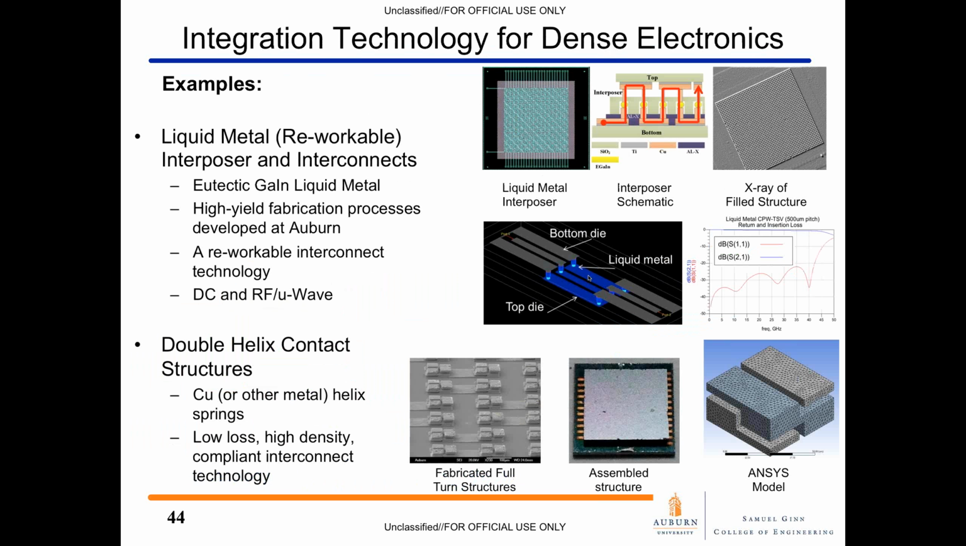In terms of the specific integration technologies, a couple of examples that we're looking at for dense electronics that I've pulled out here are the building of a liquid metal reworkable interposer. We have an interposer structure where we make holes. You can imagine this is a TSV process where instead of using copper, we fill that with eutectic gallium indium, which is liquid metal at room temperature.